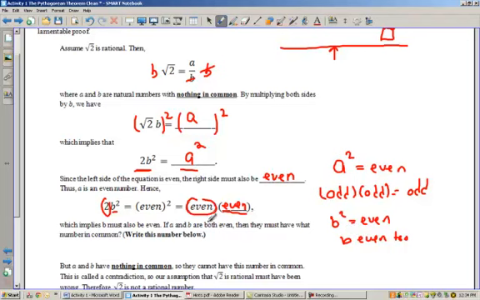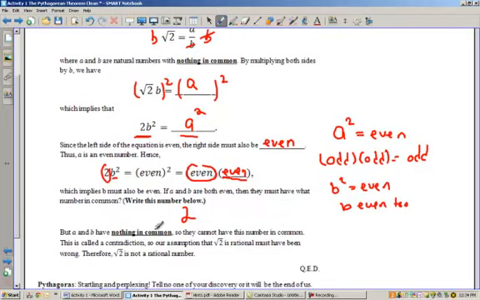If a and b are both even, then they must have what number in common? Even numbers always have a 2 in common. But a and b have nothing in common, so they cannot have this number in common. This is called a contradiction. The contradiction is we assume they have nothing in common, and then we show they have a 2 in common. The two statements contradict each other, so we know that our assumption that root 2 is rational must have been wrong. Therefore, root 2 is an irrational number.